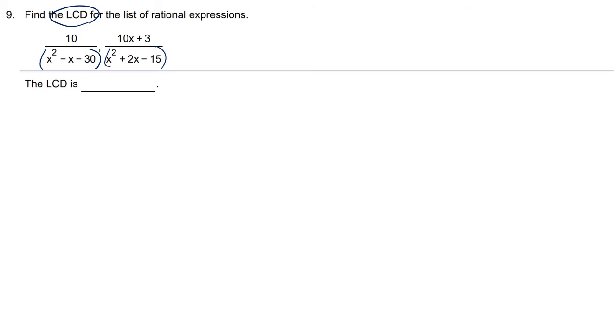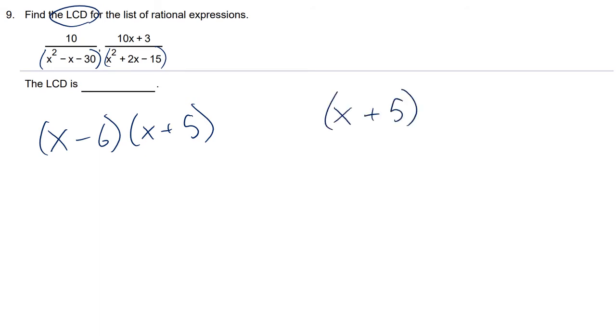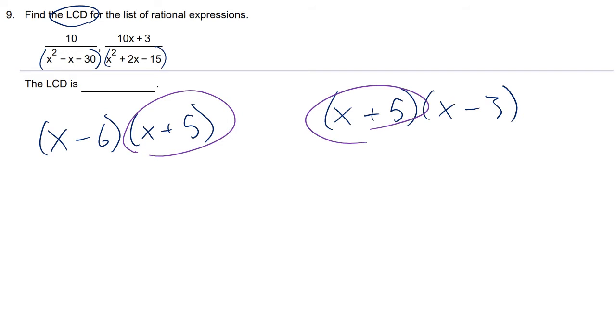So the first one, x squared minus x minus 30, that's going to be x minus 6 and x plus 5. The second denominator is going to be x plus 5 and x minus 3. So if you look at both of these, they already have something in common. They've already got the x plus 5. Okay, so our common denominator is definitely going to have an x plus 5.